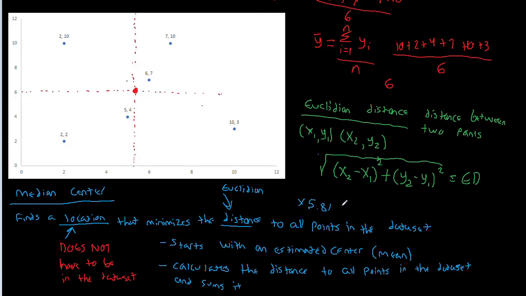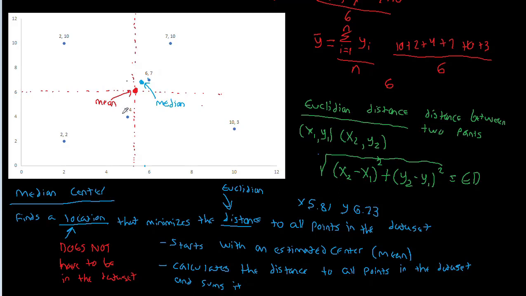5.81 x and the y of 6.73. So if we go ahead and put that in our graph here, right, this 5.81 is going to be approximately here. And then 6.73 is approximately here. Right, so this is going to be the median. So let's go ahead and label that. This is the median. And then this is the mean.